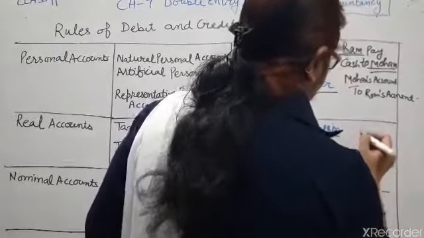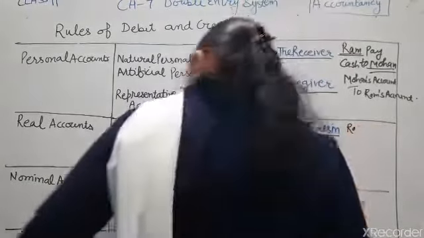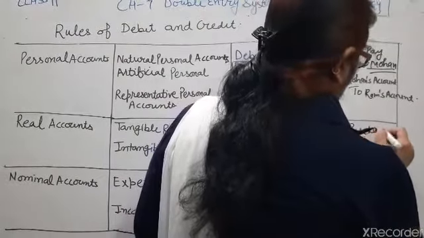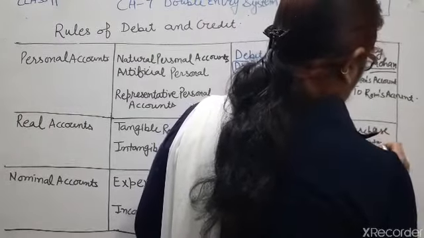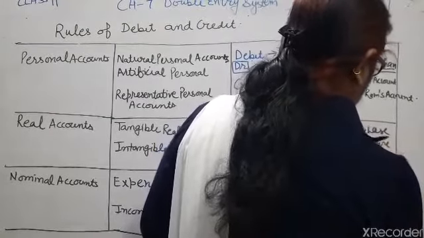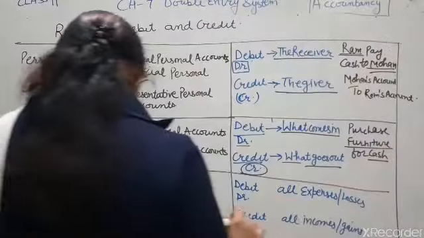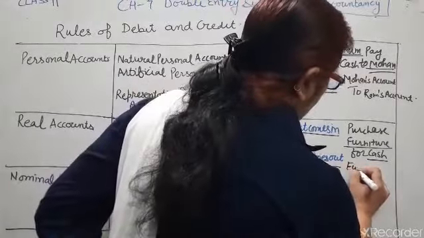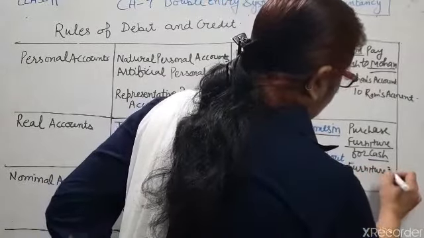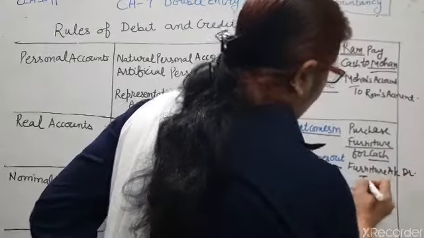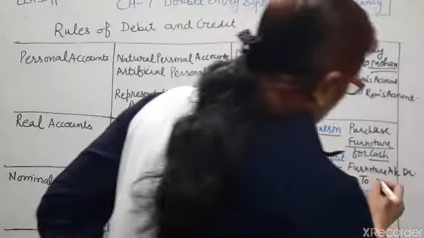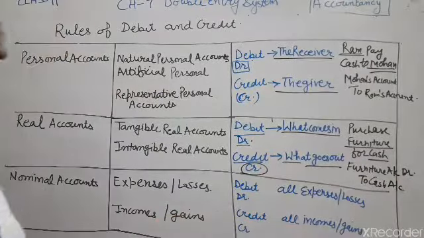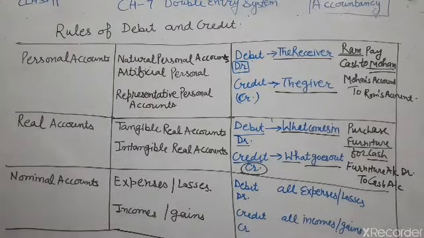For example, purchase furniture for cash. Cash is our asset and furniture is our asset. When we purchase furniture, then furniture comes into our business. That means furniture account is debited, and we pay the money to the shopkeeper, then cash goes out, so cash account is credited. Debit what comes in and credit what goes out.